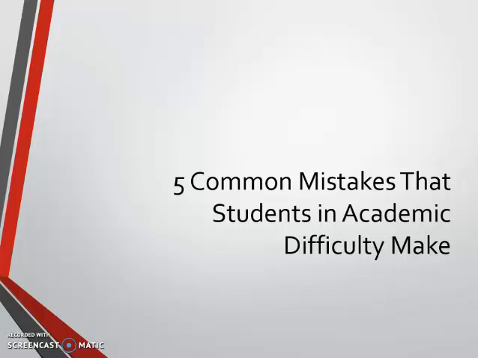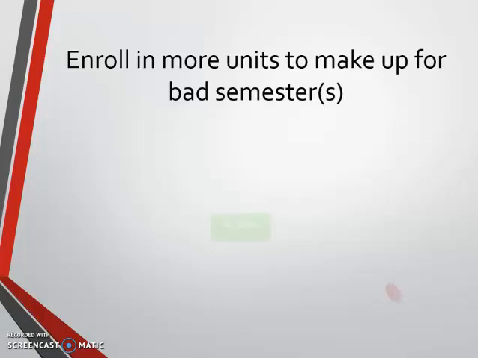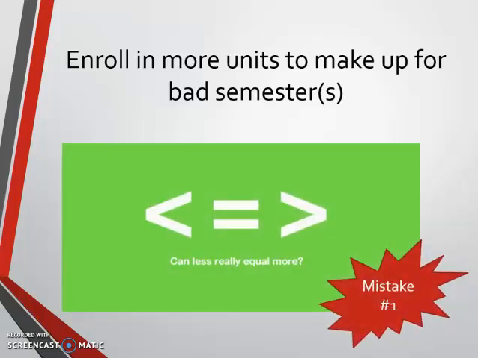Let's jump right in and tackle some common mistakes that students in academic difficulty make. We'll cover our top 5. You may feel like you are behind and that you need to take more units than usual to catch up, but it's okay to take it slow. In your case, fewer units may equal a better outcome. It's better to do really well in a few classes, especially if you have other responsibilities outside of your academics that also require your attention, than take on too much and fail.